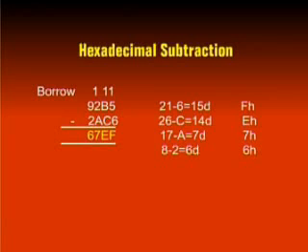So again, A is greater than 1. So you have to borrow another 1 from the most significant digit. So now you are subtracting A, which is 10, from 17. The answer is 7 decimal, which is also equal to 7 hexadecimal. Finally, subtracting 2 from 8, because a 1 had been borrowed, the answer is 6. So the answer of subtracting 2AC6 hexadecimal from 92B5 hexadecimal is 67EF hexadecimal.